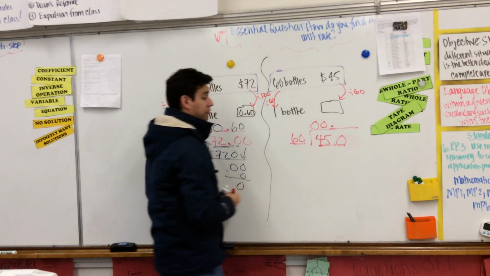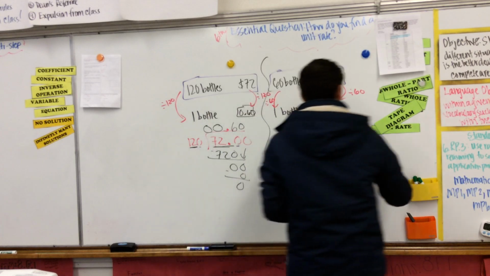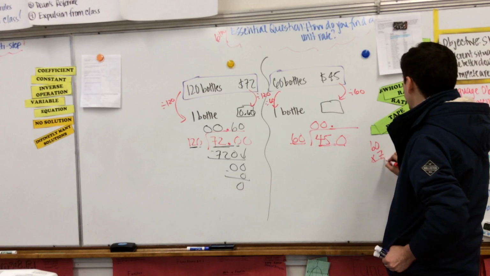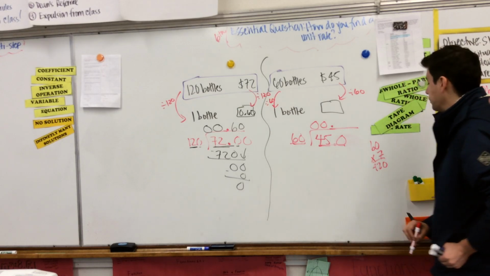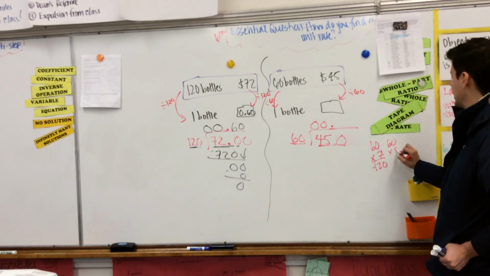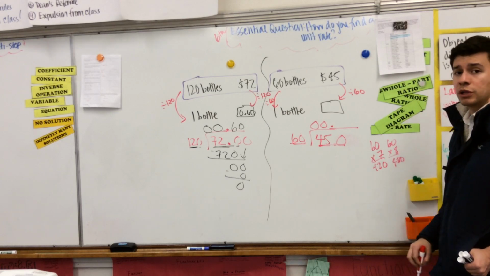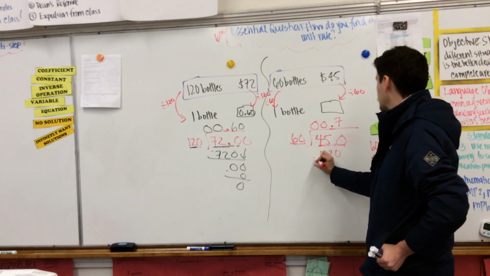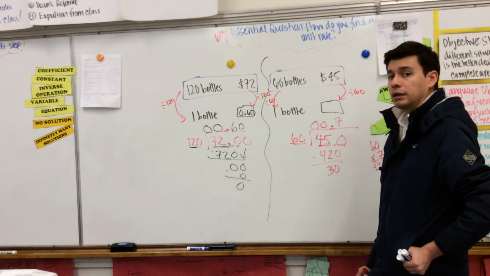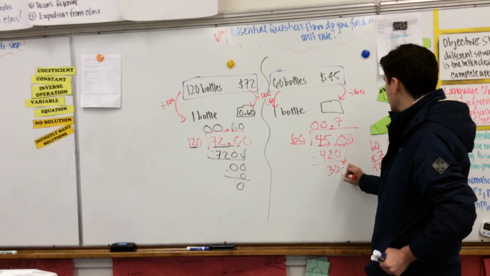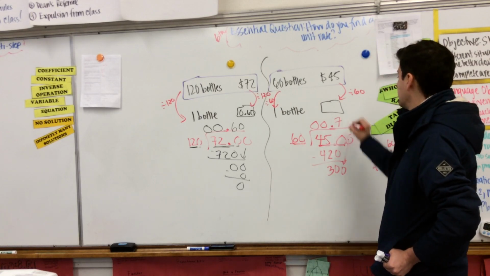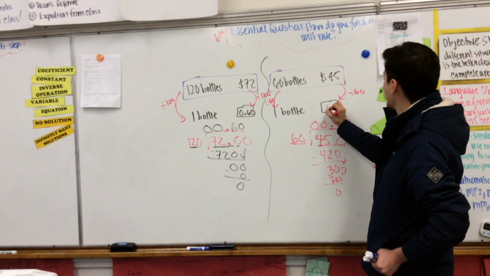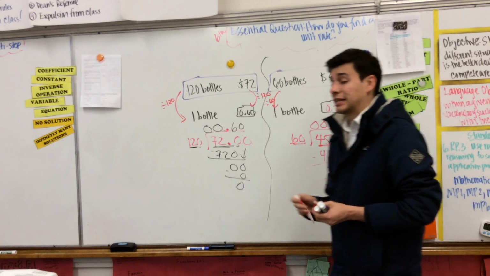60 goes into 450. I don't know, I'm going to do the long way. 60 times, I don't know, 7 is 420. Well, I could do 60 times 8, and I know that's going to be 480. That's too much, right? So therefore, this is 7 right here. That's 420. Subtract, that's 30. Okay? I don't want remainders. Drop another 0. 60 goes into 30 5 times. So in this store, I get charged 75 cents.